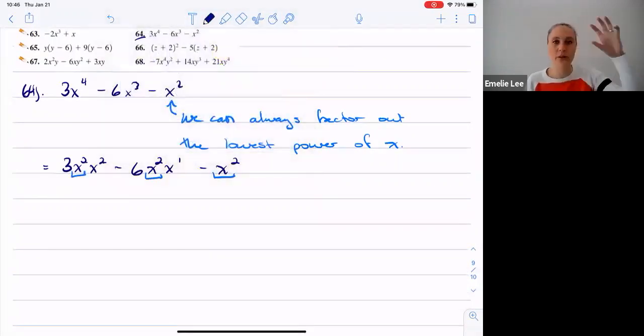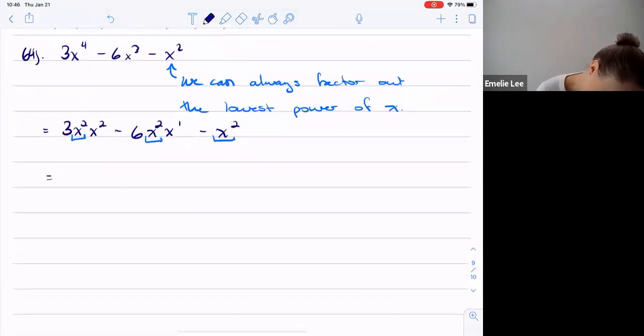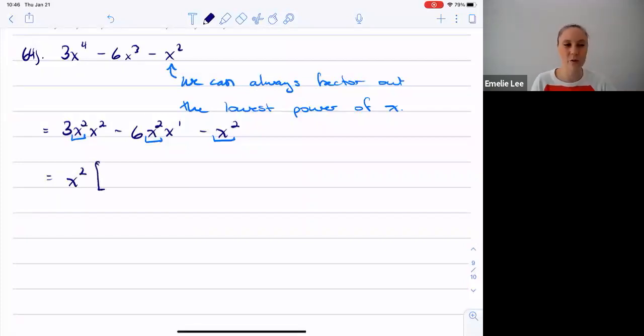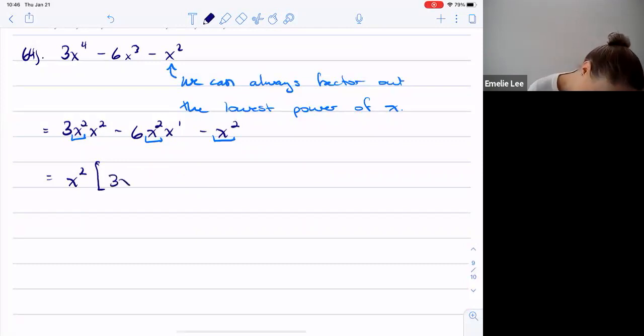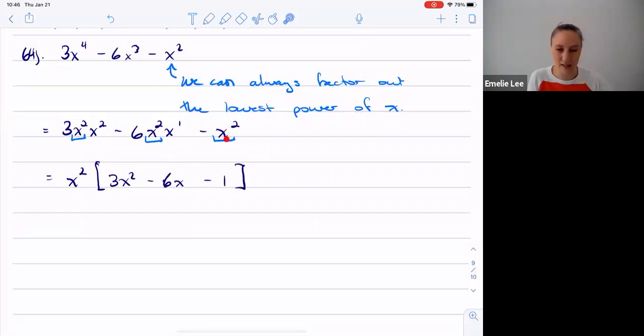So now I can pull that to the outside. I get x squared, and I'm going to use nice big square brackets just to emphasize that it's all on the outside. Then I take everything that wasn't x squared and assemble it again, just like we did with the factoring earlier: 3x squared minus 6x minus 1, keeping in mind that if I pull out this x squared, I still have to represent it by a 1.